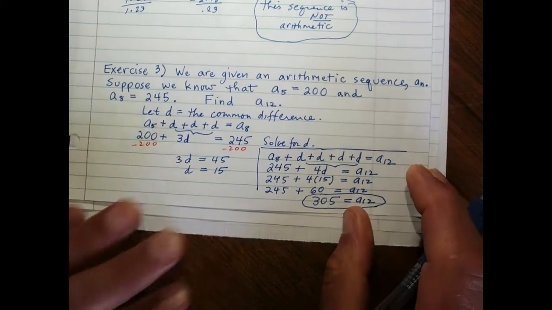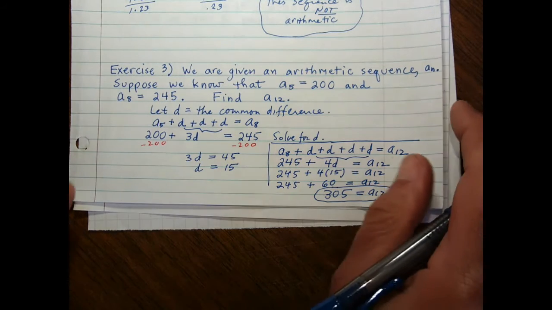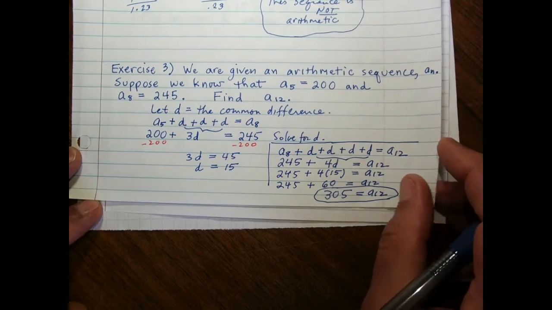So without even using the official formula for arithmetic sequences, I was just able to reason through this and figure out that that 12th term had to be 305. Now, I did need to figure out what D was, though. Okay? All right, let's go ahead and do another problem here.